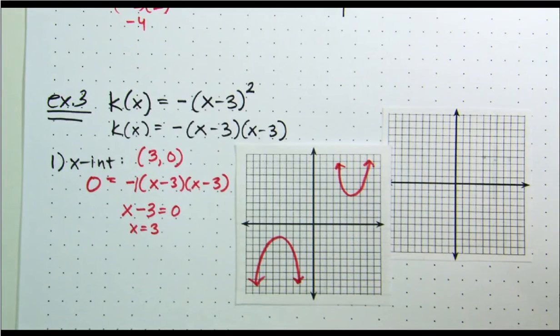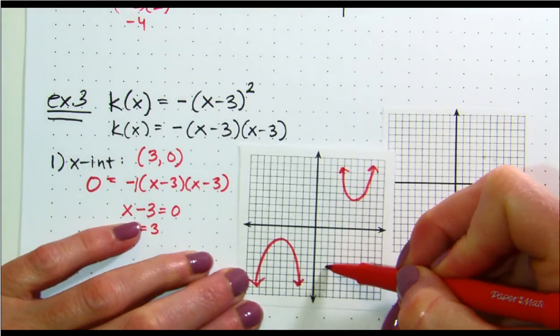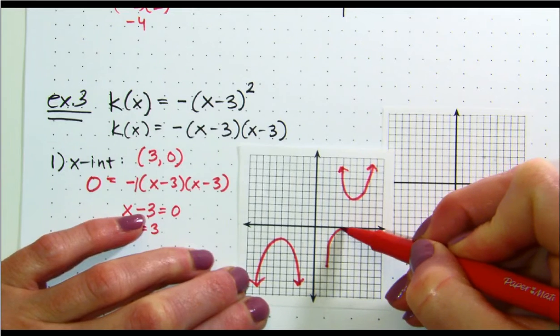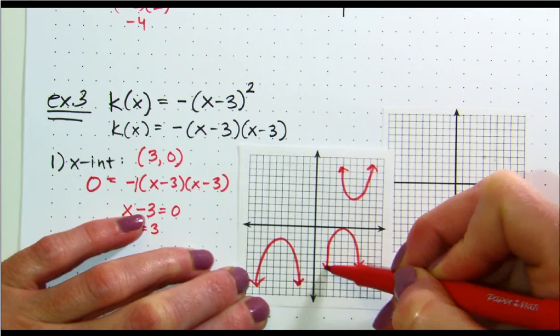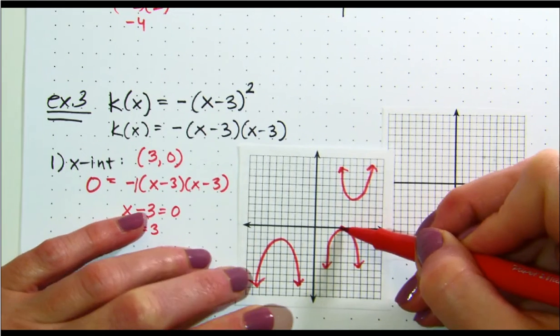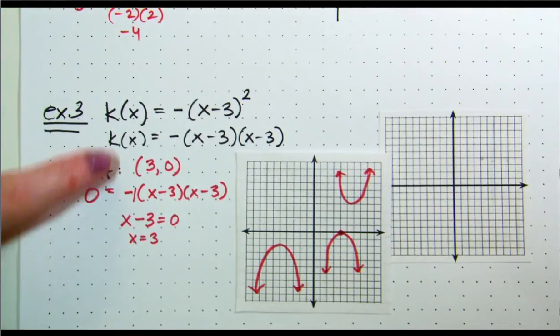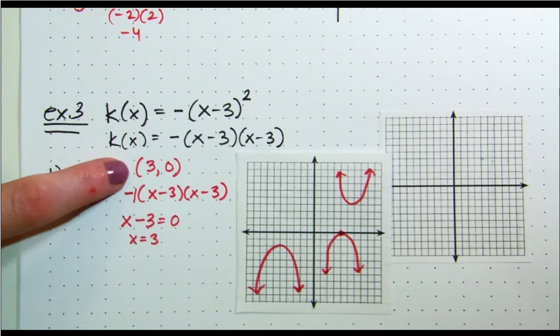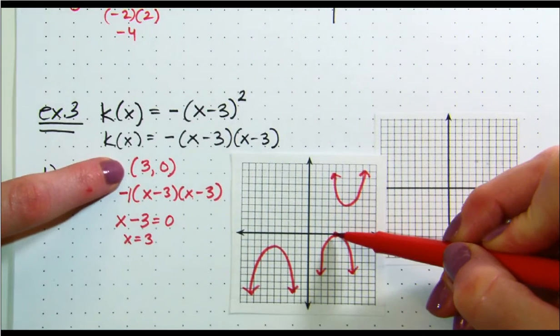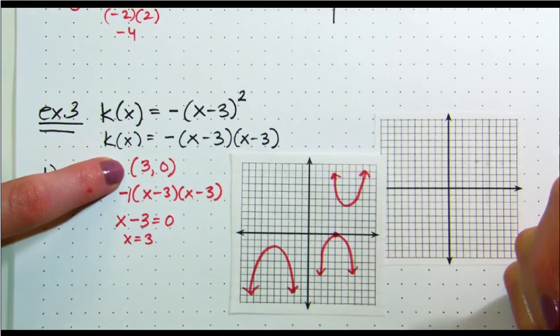through the x-axis. But you also could have a time where your parabola touches the x-axis and keeps moving on at the vertex. And that's what happens here when we get one x-intercept. That means that the vertex is actually on the x-axis.